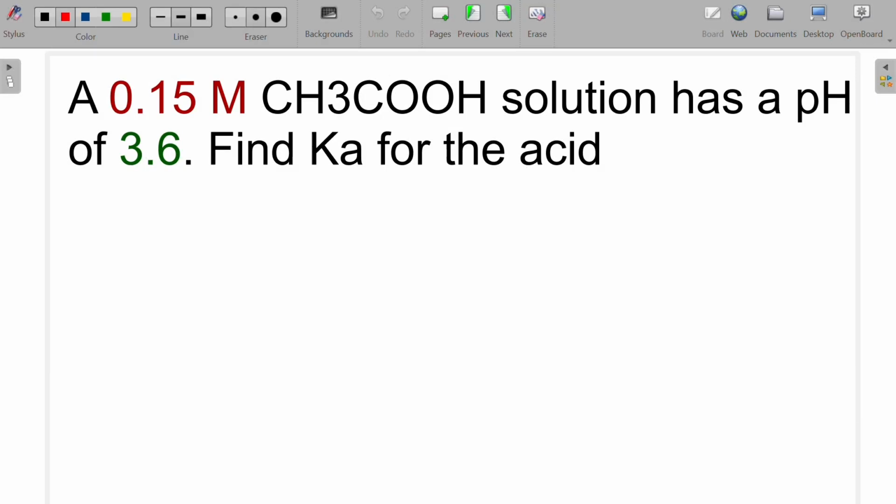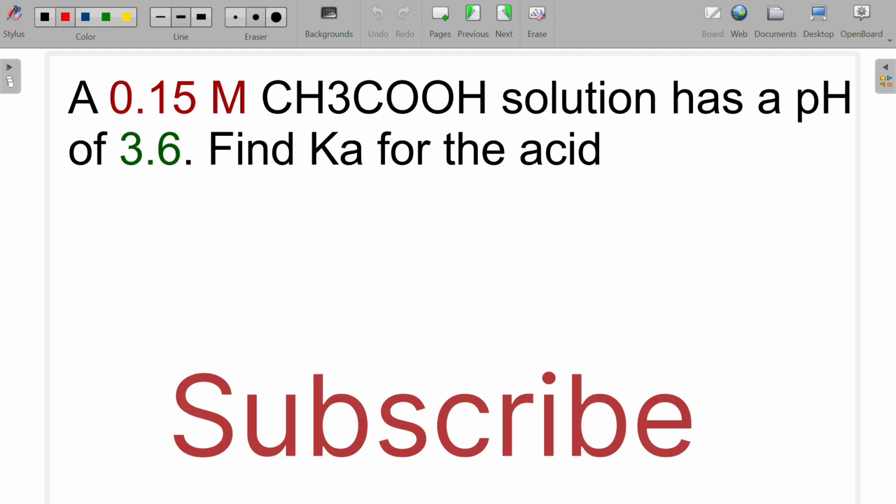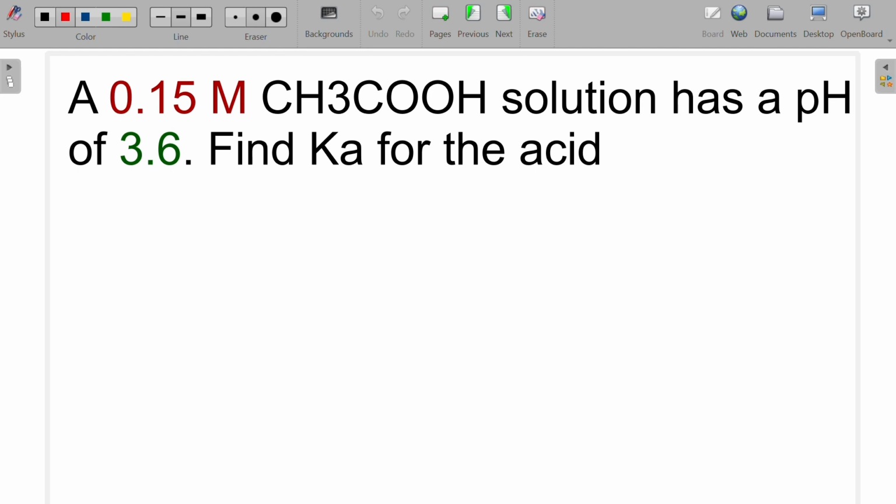Hello viewers, so we have this question that says a 0.15 molar acetic acid solution has a pH of 3.6. Find Ka for the acid. So in this case, we're finding the Ka for the acid. So the first step is to write the dissociation for this acid.